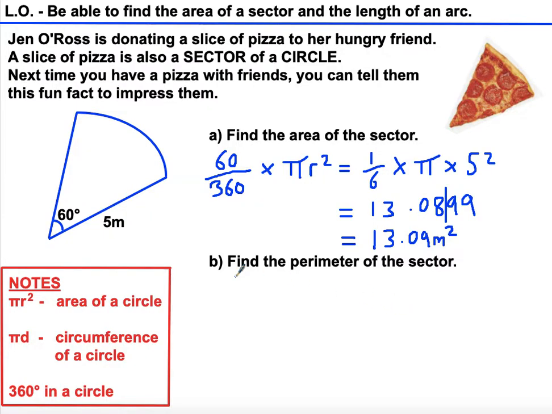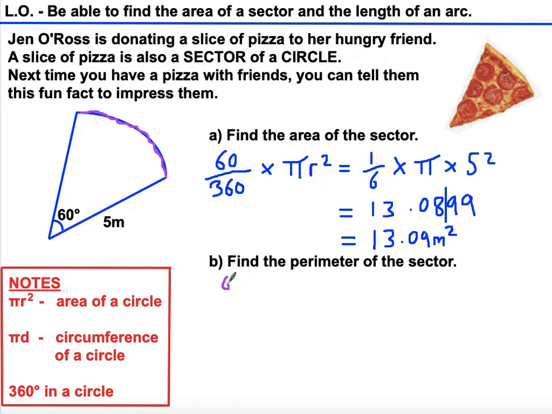Now, we're going to move on to the perimeter of the sector. Perimeter, no offense. Now, we need to find the whole fence of this sector. So what we need to do is start off by finding the arc length. Now, the arc length is this measurement here, and this is a fraction of the circumference of the circle. So again, we're going to use the angle in the middle.